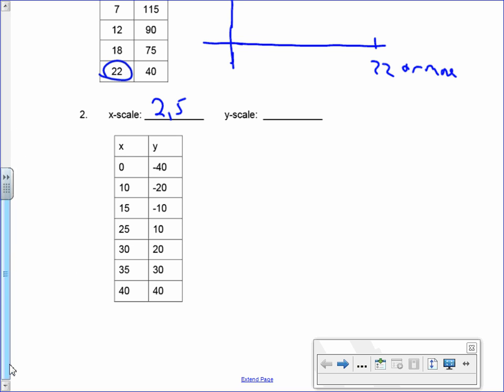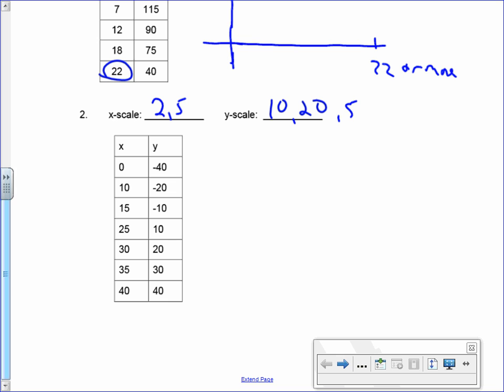Okay, look at your Y values. I've got to go from negative 40 all the way up to positive 40. Oh, 10s. Or 20, maybe 20s. Or if I have a bigger piece of graph paper, maybe 5s, okay? If you have a big piece of graph paper, you can use a smaller scale. If you have a little piece of graph paper, you need to pick a bigger scale.